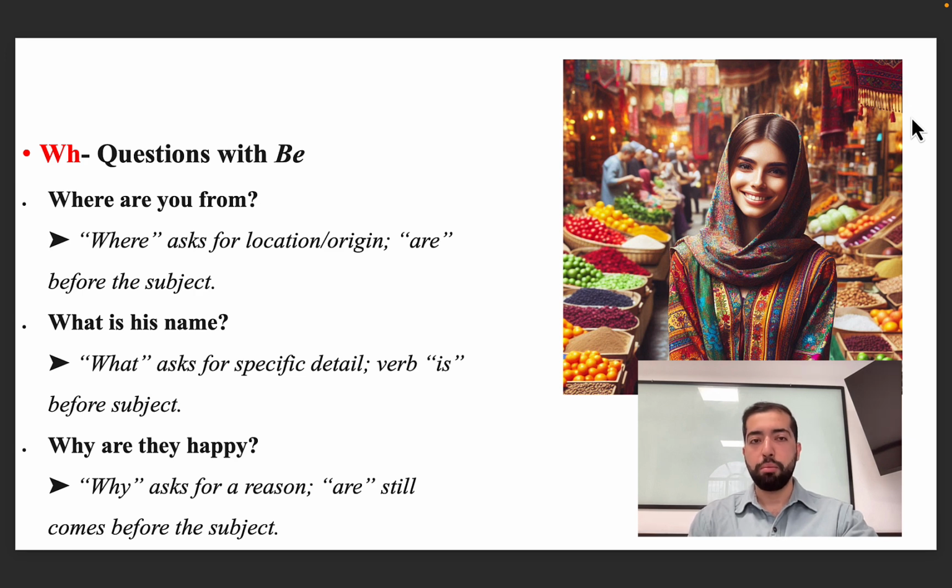Second one, what is your name? This is a very common question when you want to ask someone about their name. Why are they happy? Why asks for a reason. So you want to see why are they happy. And as you can see, are and they are a good combination to use for making this sentence.